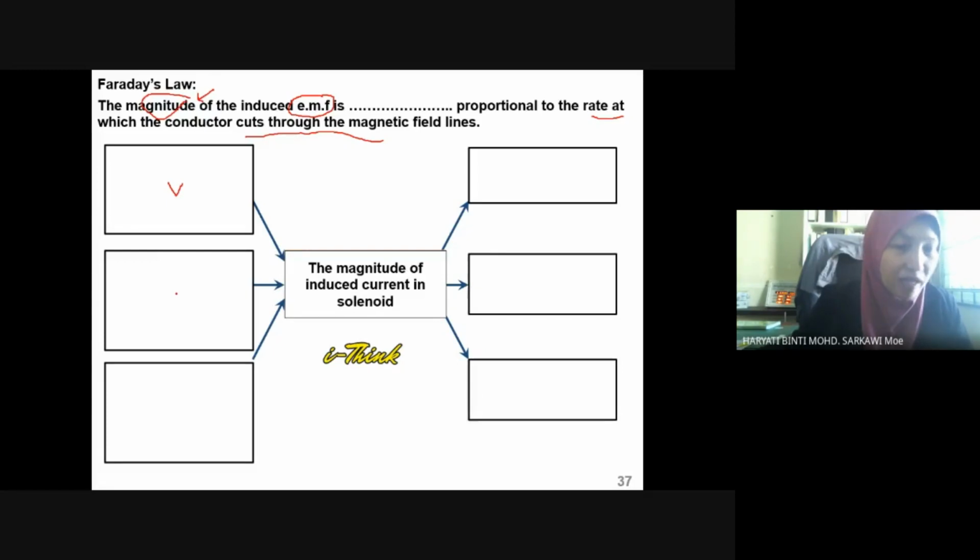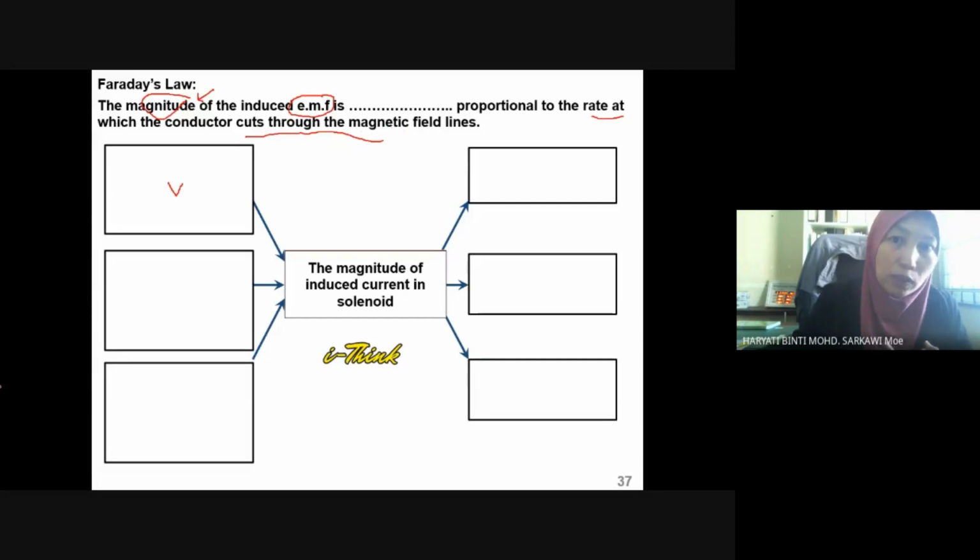Number three, the number of turns of the wire. The greater the speed, the greater the strength of the magnet, the more the number of turns of the coil, then the more the magnitude of the induced current or induced EMF. Okay, remember these three important factors that affect the rate of change of the magnetic flux.